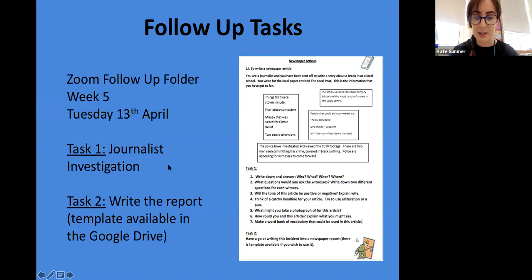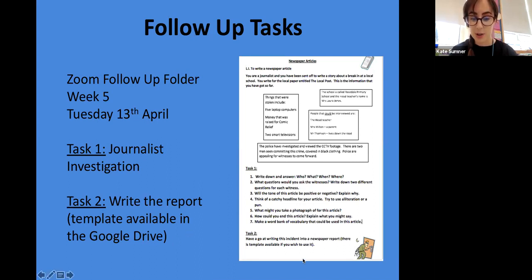So the first one is an investigation. I've written an incident that's happened, and there's lots of information there, lots of facts of things that happened. It's all about a break-in to a school, a little bit like the examples that I have done for you today. And you have to answer these questions here. So who, what, where, when. What questions could you ask the witnesses here? What photograph might you take? How could you end the article? And a word bank as well of vocabulary. So lots of questions there to answer in full sentences, please.